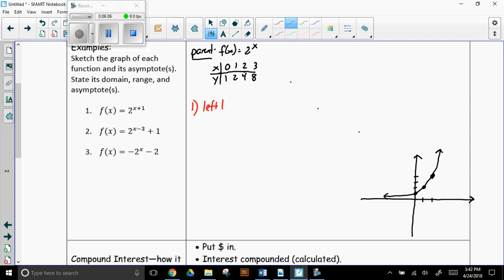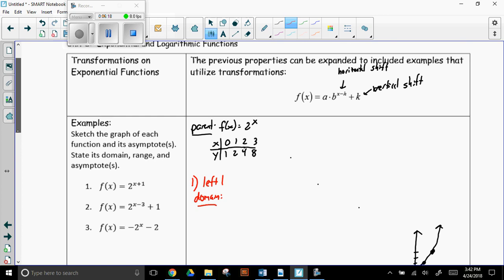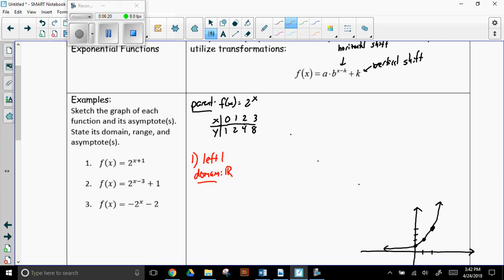Okay. And then I'm going to start looking at what my domain is. From the first page, and I'm going to be referencing this a lot, so you might want to flip back and forth. So looking at that, my domain is always going to be all reals. Range. On the previous page, my range was 0 to infinity. If I shift a graph left, that doesn't affect range because the range is y values. It's only affected if I move up or down. So my range stays the exact same, 0 to infinity.